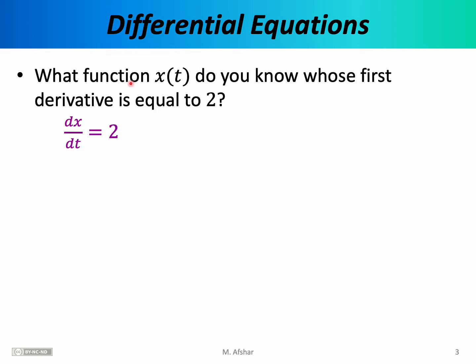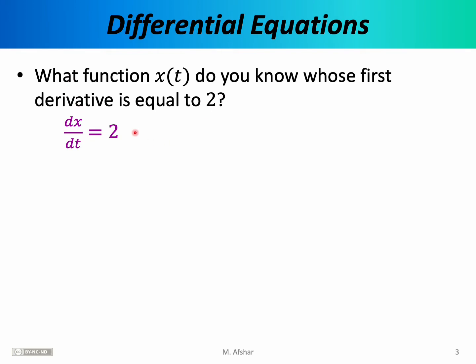If you want, you can write down this puzzle in a mathematical form. You can say there's a function x. When you take its derivative with respect to t, you get 2. So this here is a differential equation. So this is a mathematical statement of what this word problem on top is asking you.